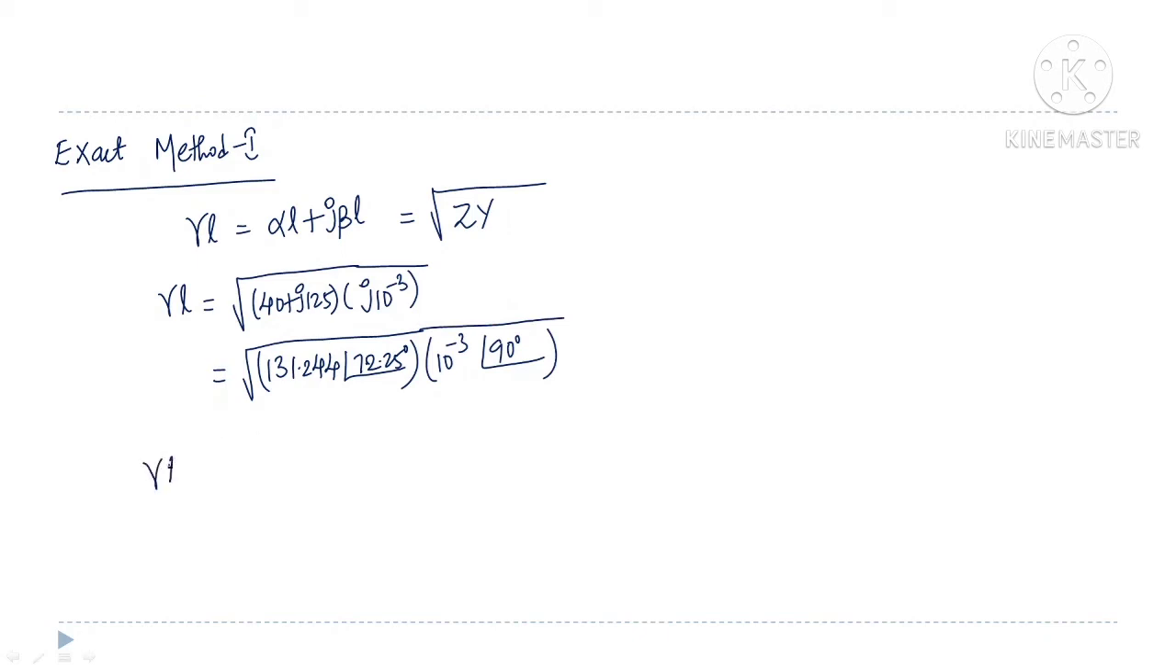So it is just the opposite of the previous step. In finding ZC, we subtracted the angles and divided by 2. Here, we need to add these two angles and divide that by 2. And we need to take the root of the product of the two magnitudes in order to get the equivalent magnitude. So how can you get the magnitude? The magnitude can be obtained by taking the root of 131.244 into 10 power minus 3. You need to find the root of this.